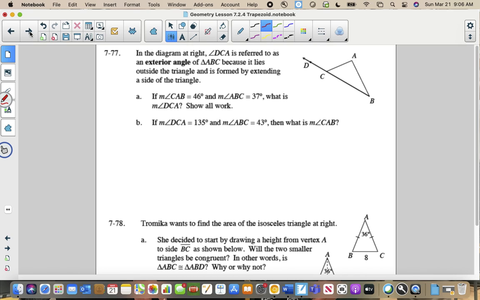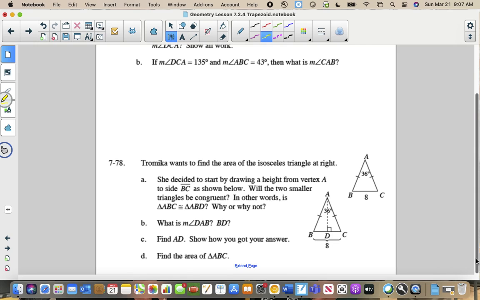77, exterior angles. Remember, this angle here is equal to the two remote interior angles. So CAB, if this is 46 and this is 37, I can calculate this yellow angle by subtracting 46 and 37 from 180, by triangle angle sum. So the exterior angle is equal to the sum of the two remote interior angles. And then they ask you to do that again.